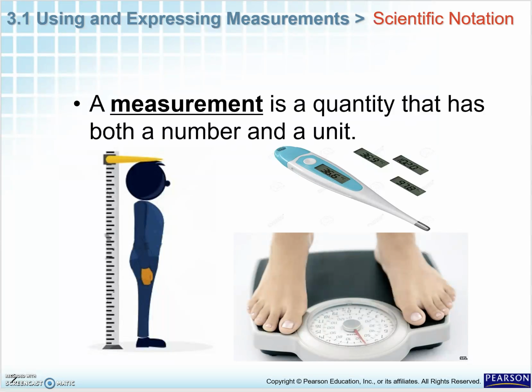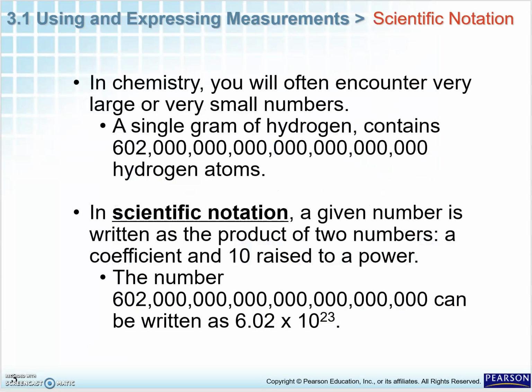from here on out. So in chemistry, we often find that we have really big and really small numbers. So we have to put them in something called scientific notation. A given number is written as a product of a number and a base 10 number raised to a power. So for example, if you had this gigantic number right here, it'd be really difficult to write a paper using that number all the time. So we can write it as its coefficient times a 10 to the power.